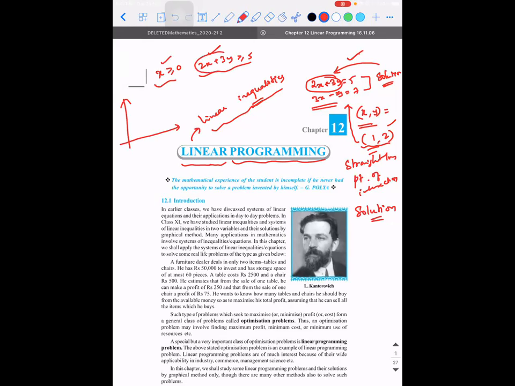This is a linear inequality in how many variables? If I treat it as an equation, it's a linear equation in two variables, x and y. So what does a linear equation in two variables represent in mathematics? What shape does it give us on a graph sheet? A straight line. It's a straight line, right? Wait, I'll take another sheet and explain it.